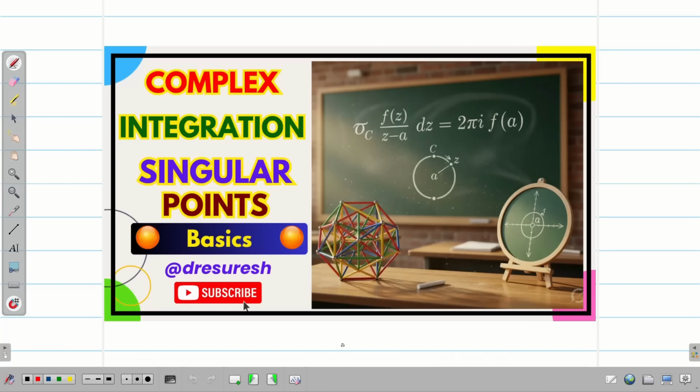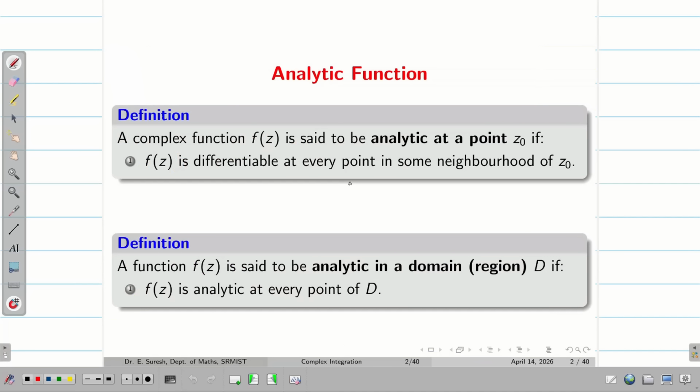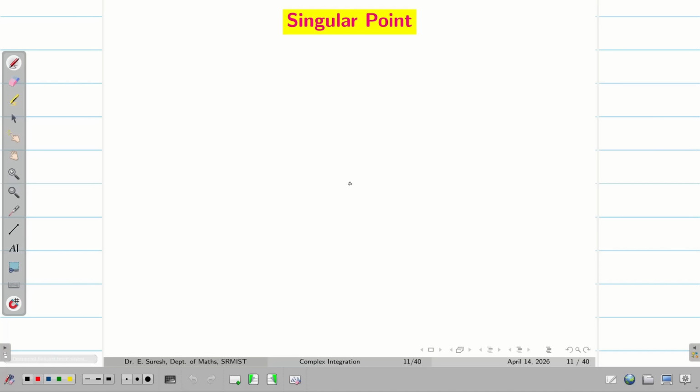In the previous session, we learned the basics. We recalled what is meant by analytic function, entire function, and then we learned the definition of singular points, and we saw some examples of how to find the singular point. In today's session, we are going to learn how to sketch the region and check whether the singular point lies inside the region or lies outside the region.